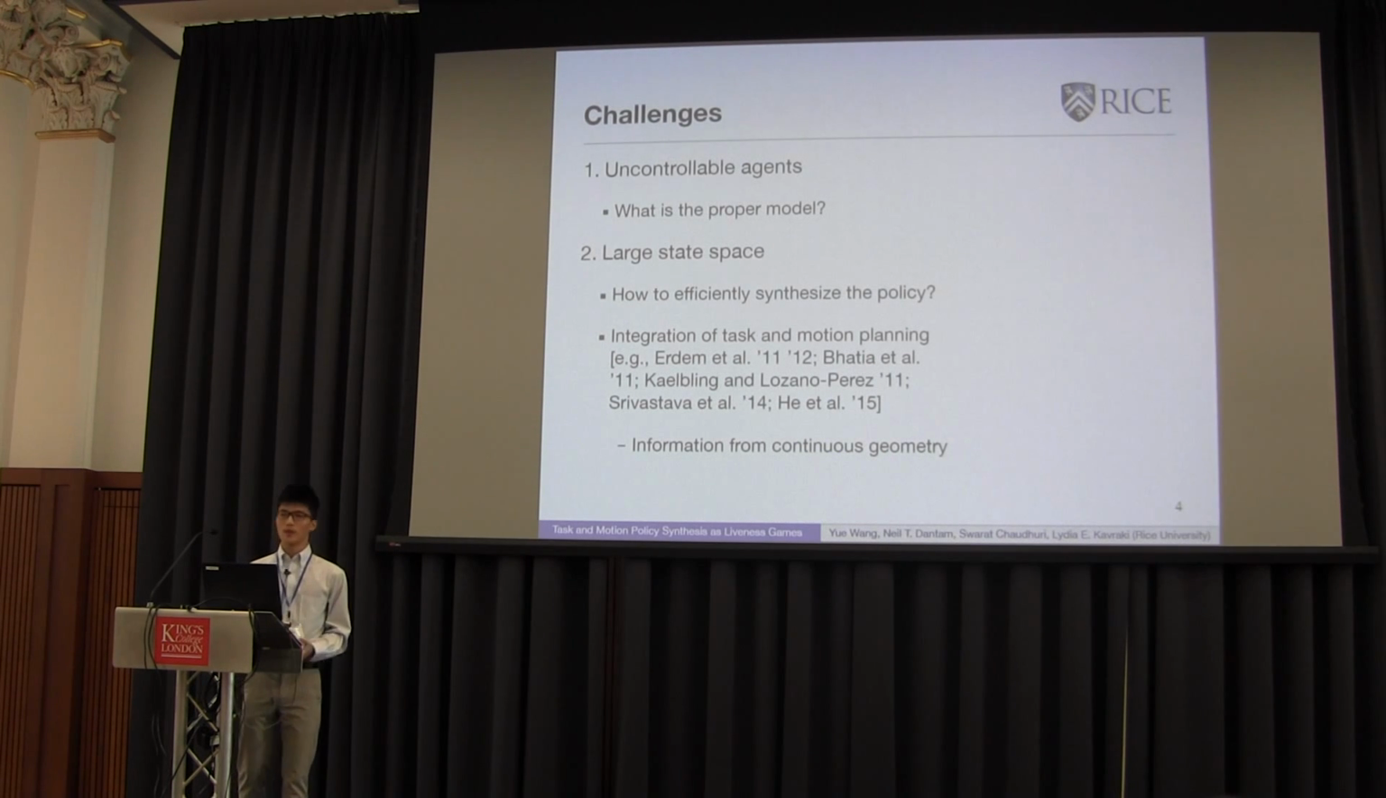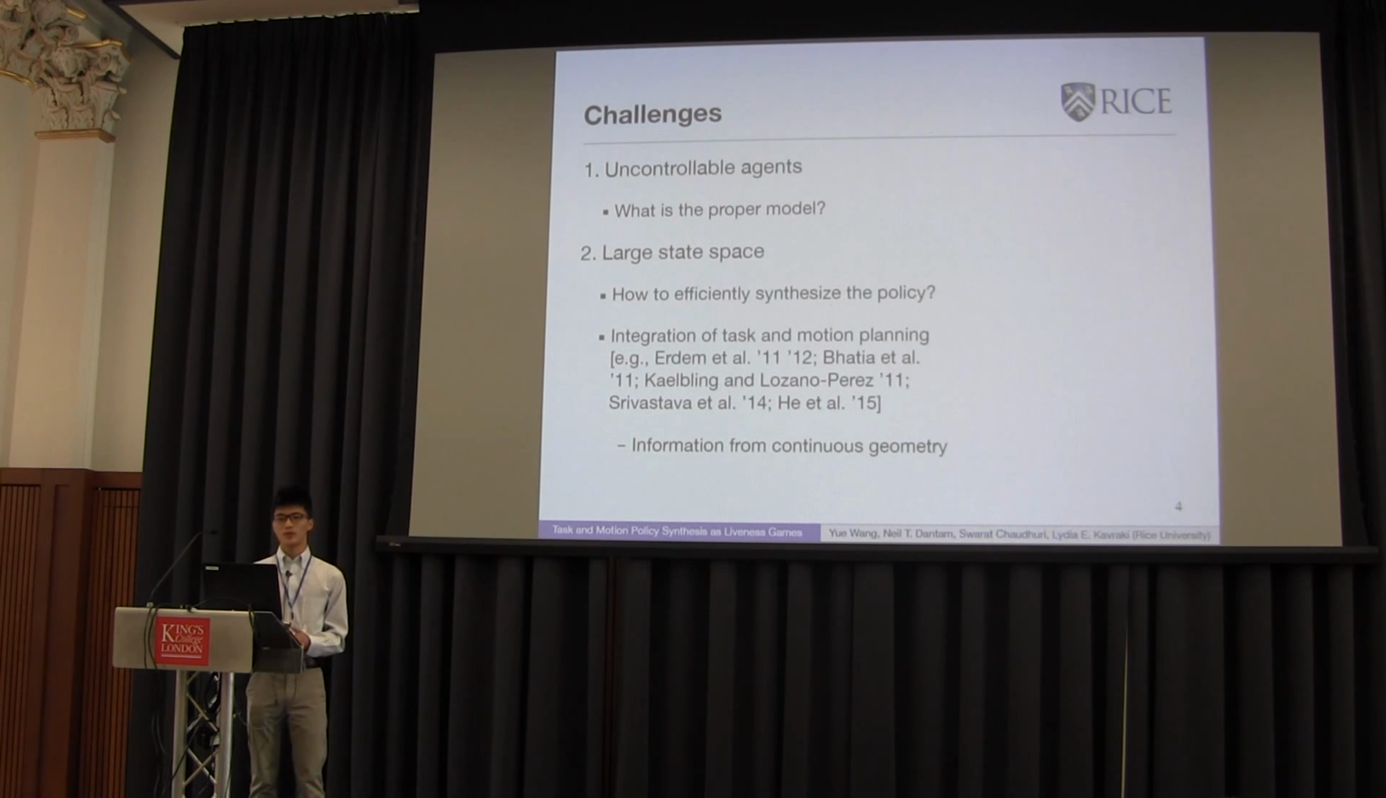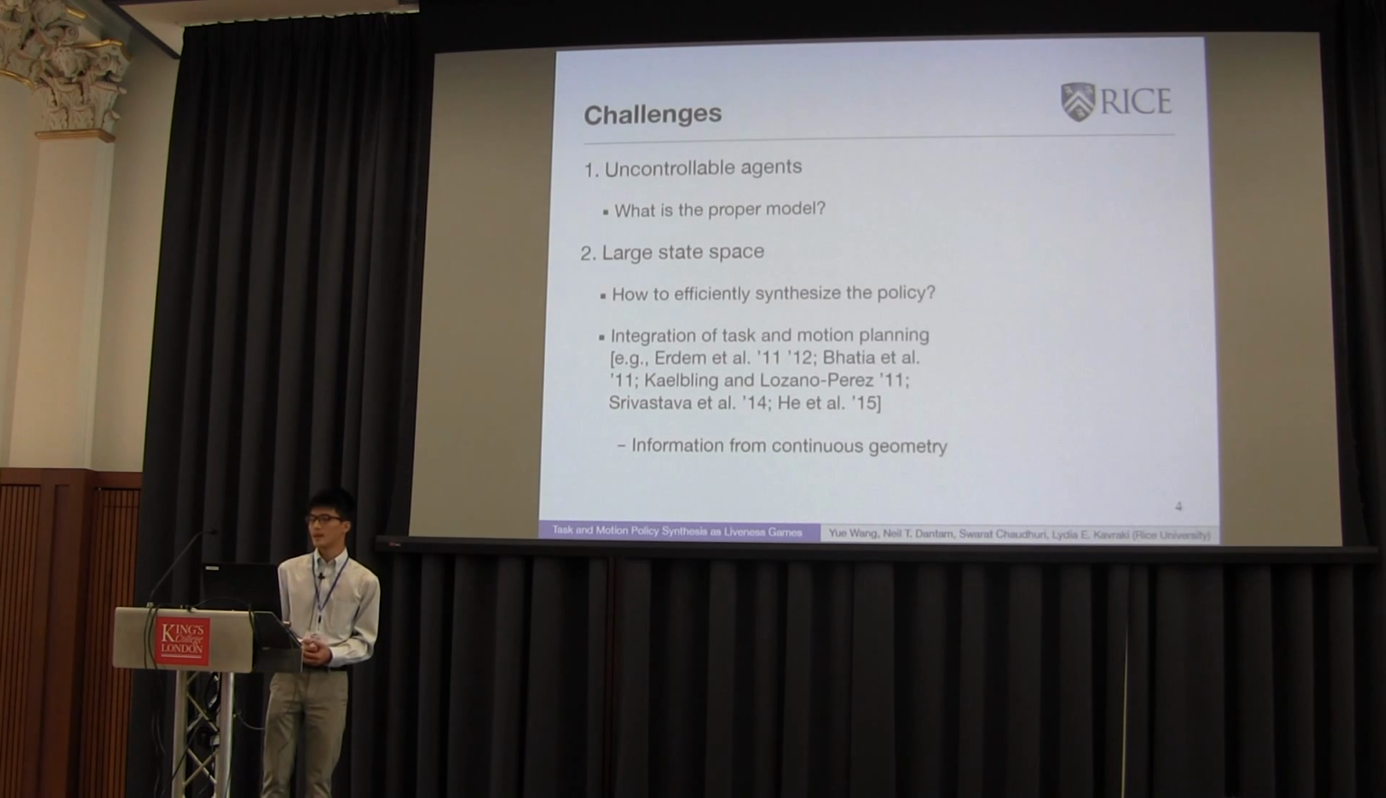So as we can see from a previous example, there are several challenges for dealing with this policy synthesis problem. First, we have uncontrolled agents in the environment. So what's the problem model that can unify reasoning for these uncontrolled agents and planning for robots? In a second, since we need to consider all possible behaviors of all these uncontrolled agents, we may need to deal with a very large state space. So how can we efficiently synthesize a policy in such a big space?